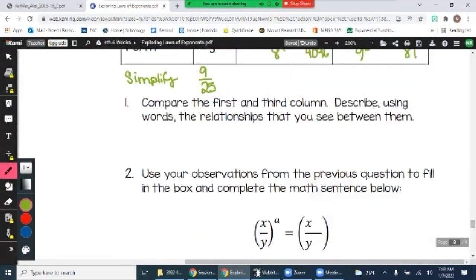Okay. So compare the first and the third rows and describe the relationship.